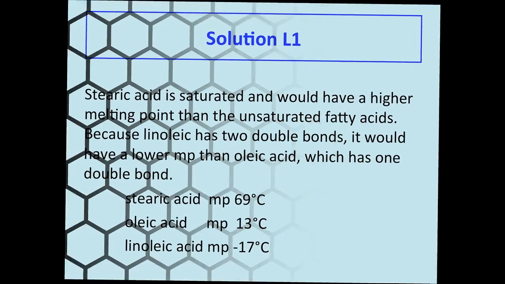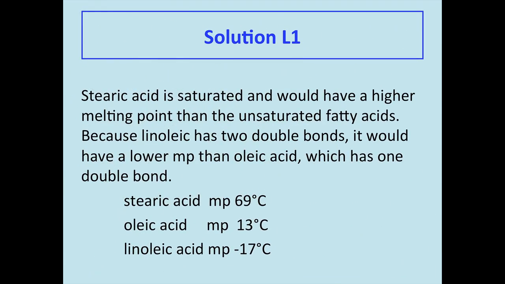Alright, so I'm pretty confident that you all figured it out. Stearic acid, 69 degrees Celsius. Oleic acid, 13, and linoleic acid, minus 17. It all has to do with the number of double bonds being present. Stearic acid is saturated, so there are no double bonds present. Linoleic acid has 2, while oleic acid only has 1. So the one with 2 double bonds will obviously have the lower melting point.